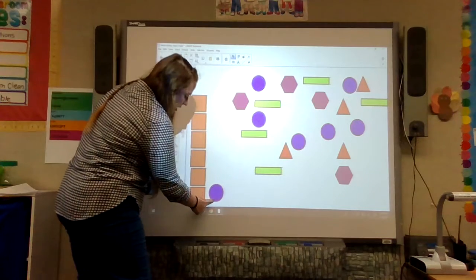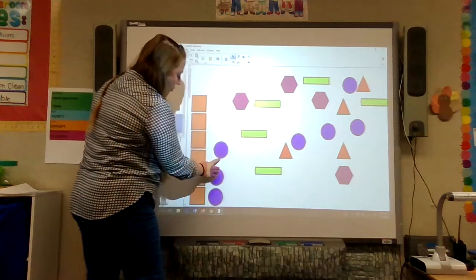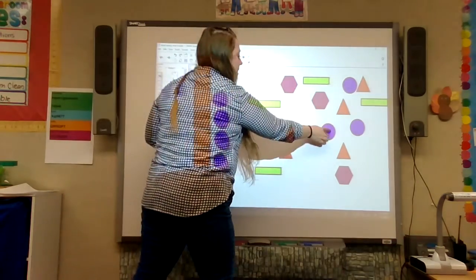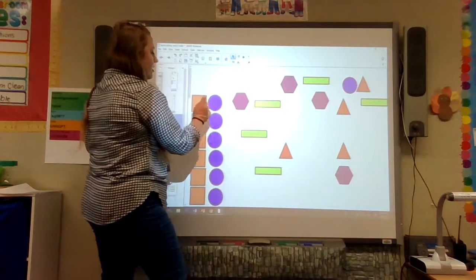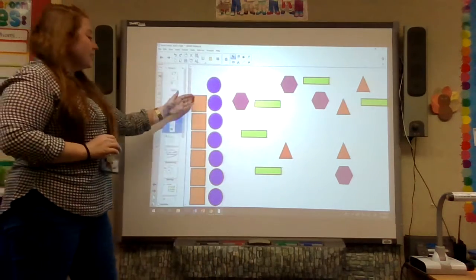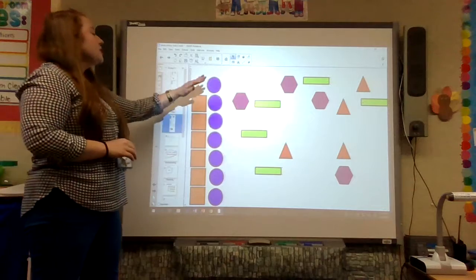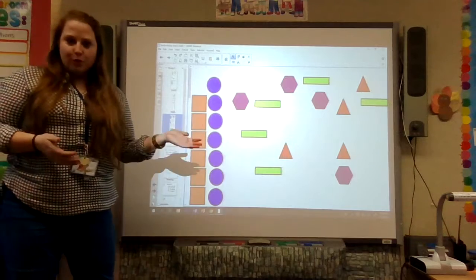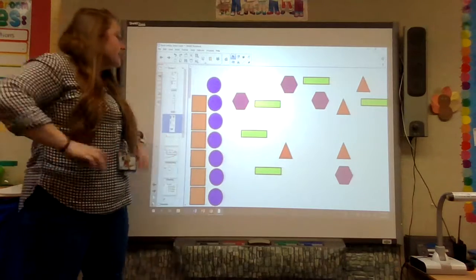Let's see. Start here. I'm going to do my best to line them up with my square column. Okay. I see two more over here. Perfect. Here is my square column and my circle column. Now, I bet that you can just look at these two columns and tell me which one has more and which one has less.